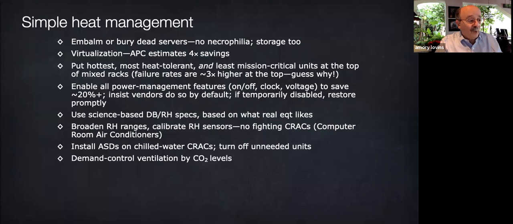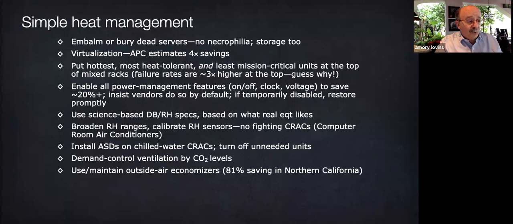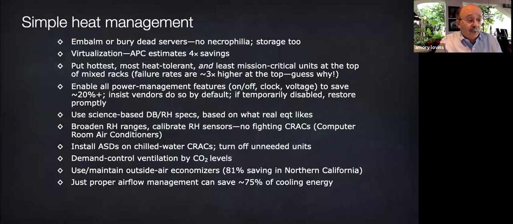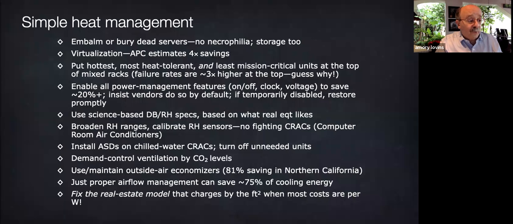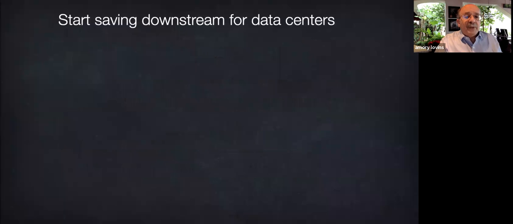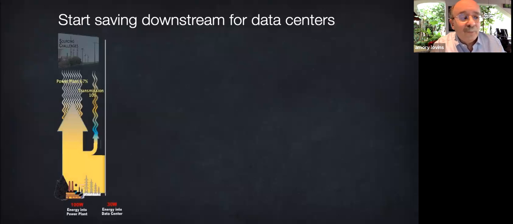The servers don't mind. And make sure your outside air economizers, which in Northern California are good for about 81% energy savings, are used and well maintained. Just proper airflow can save you about 3/4 of the cooling energy in a typical data center. And of course, fix the real estate model so you're not cramming more watts into less area. But the biggest insights came from drawing an analogy to our earlier pumping diagram and applying that to a data center. So let me share that with you.